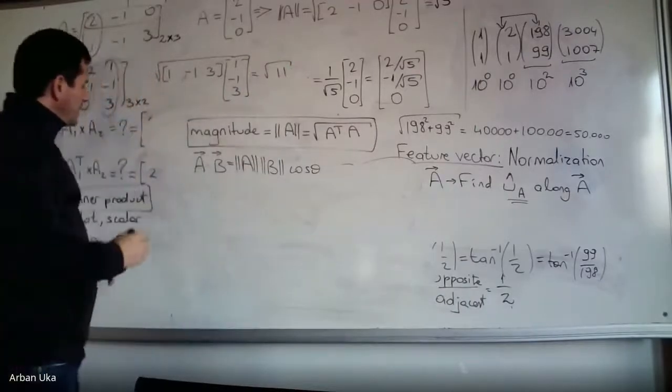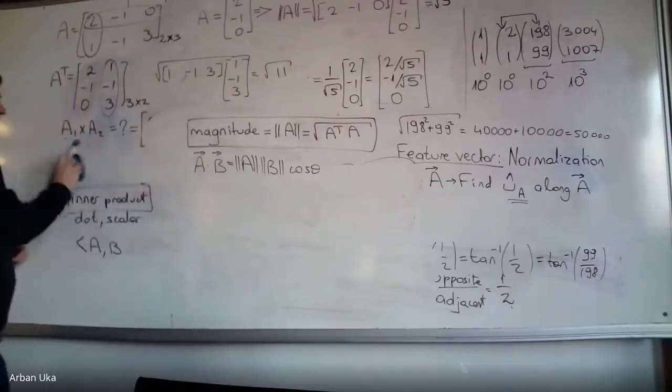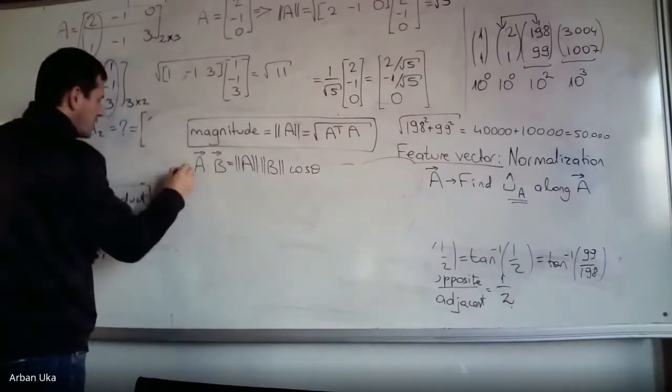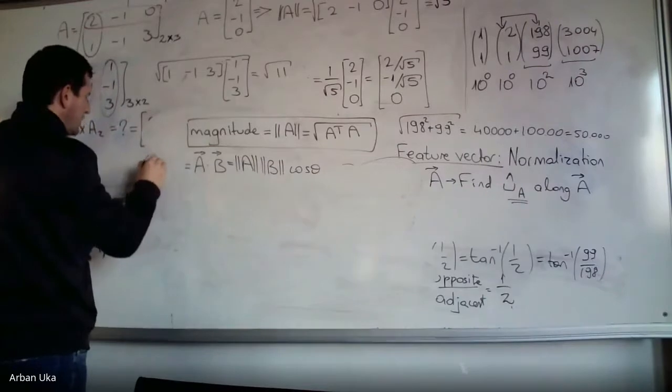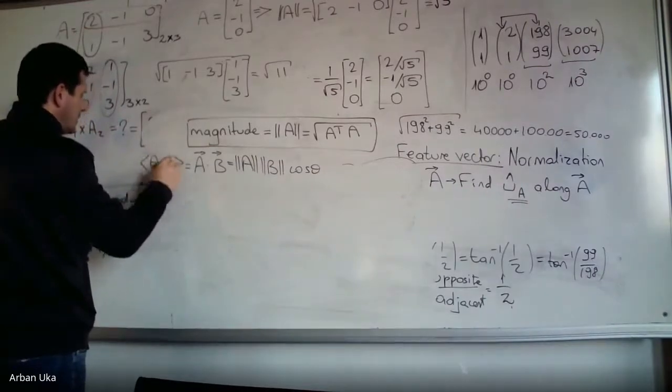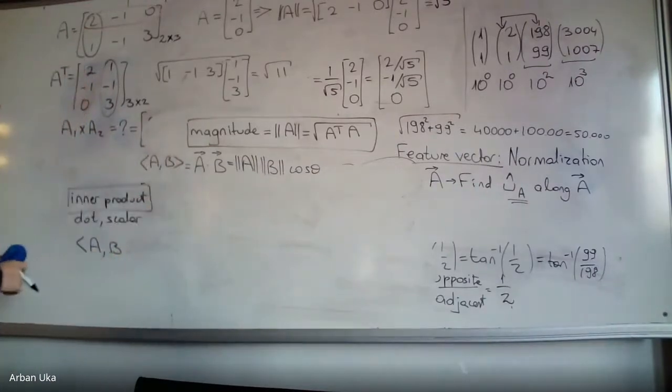But then also, let's say that this dot product here is in fact the product of A with B. So what is the inner product of A with B?